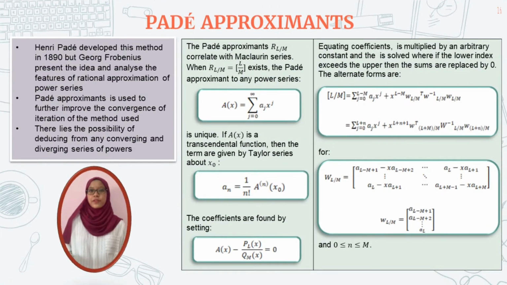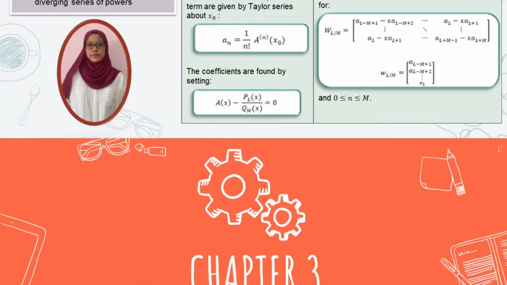To further improve the convergence of iteration of the method used, Padé approximation is applied. Padé approximation is a method developed by Henri Padé in 1890, and the idea and the analysis of the method was presented by Georg Frobenius. By using Padé approximation, there lies the possibility of deducing from any converging and diverging series of powers. These are the formulations of Padé approximations according to Fowey, 2007.